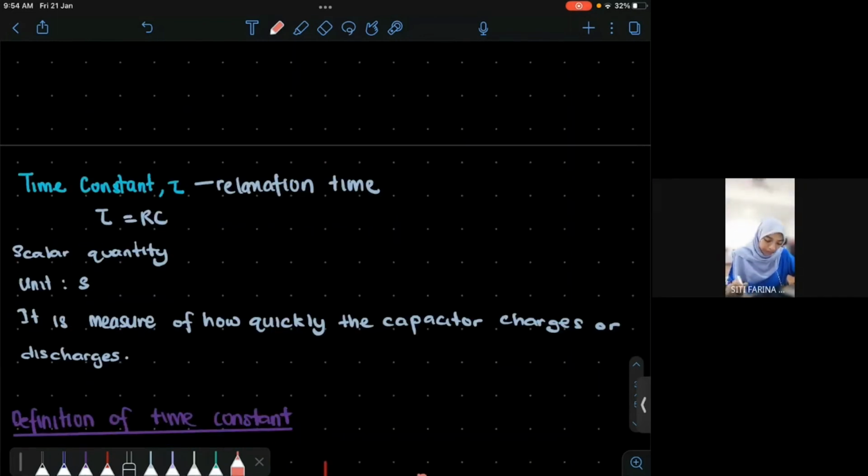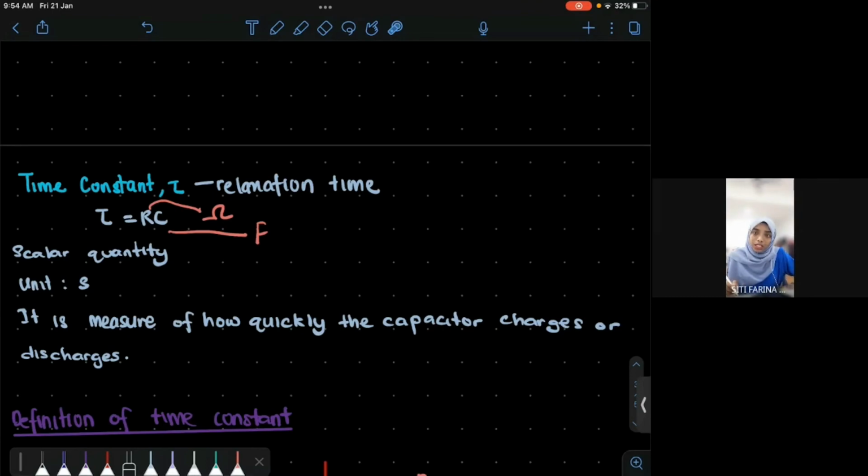So mathematically dia adalah resistor darab dengan capacitor, di mana resistor mempunyai unit ohm, capacitor mempunyai unit farad. Okay, so since this is a time constant, ohm farad ni is actually second. Okay, so time constant ni mempunyai unit second.